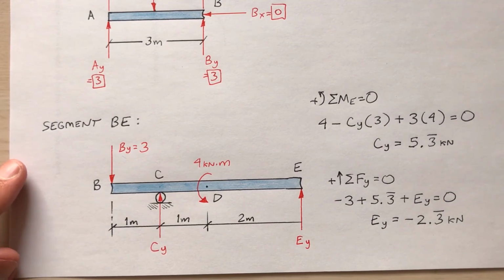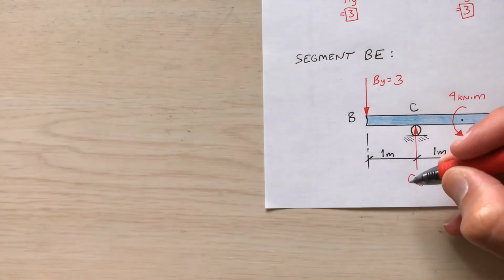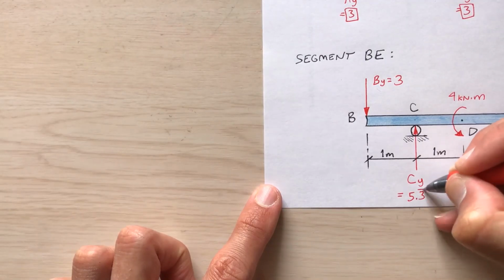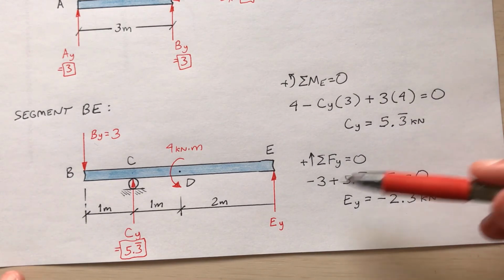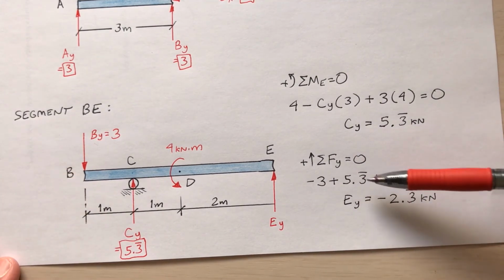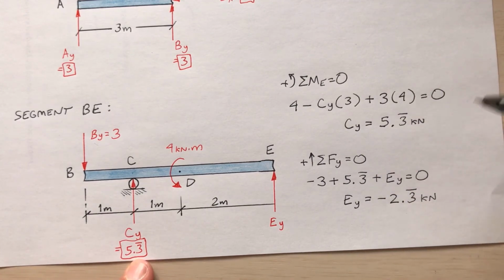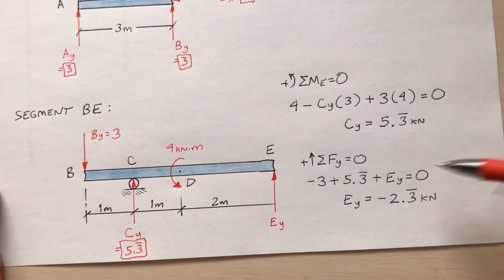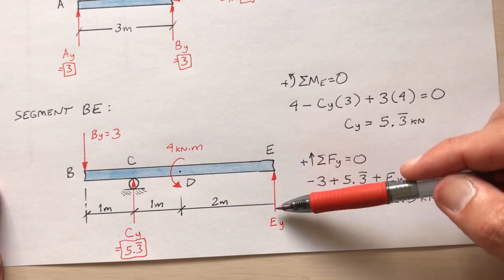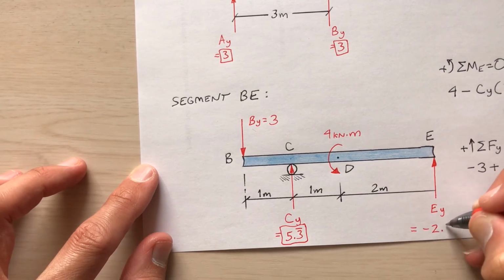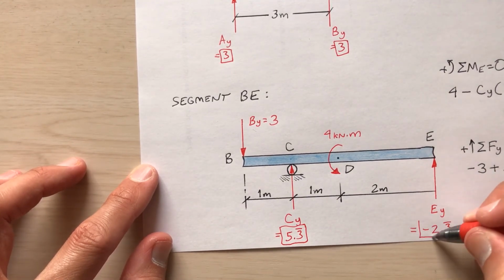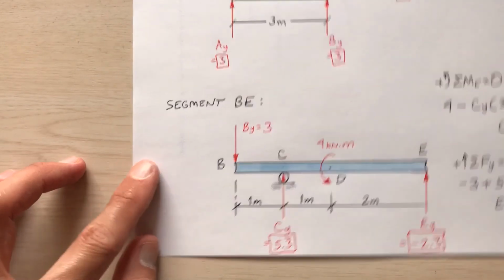And then once I determine that, let me write that on here. Okay, 5 1/3. Once I know that, I can find the sum of the forces in the y direction. 3 going down at point B, 5 1/3 going up at point C, that's what I just determined, plus the reaction at E going up, and I find that E sub y is actually going down. I could make the arrow point in the other direction, or when I write it I could just put a negative in front of the value. Okay, so negative 2 1/3. Okay, how was that?